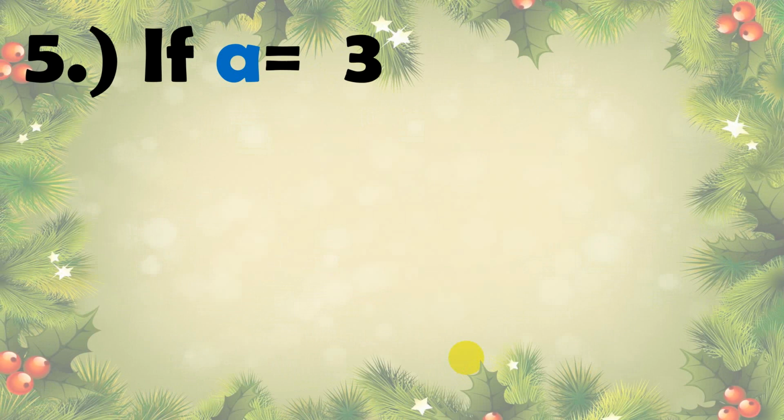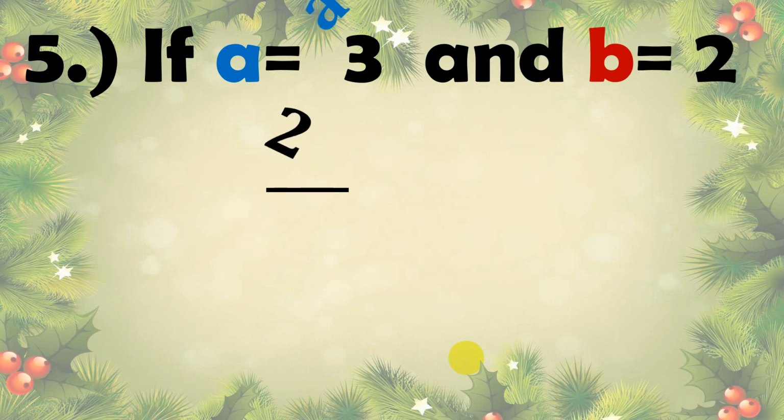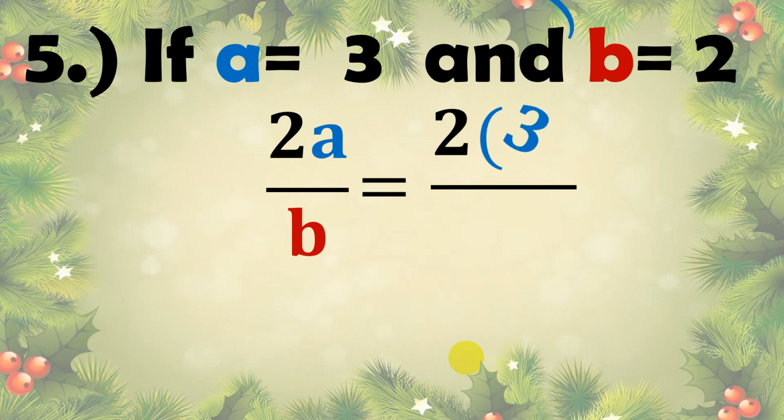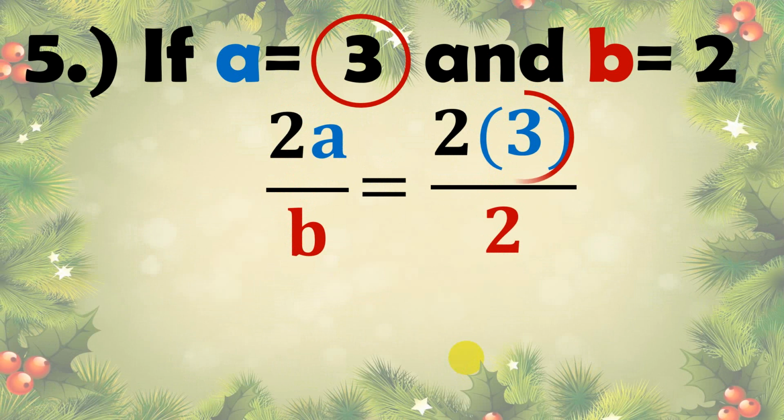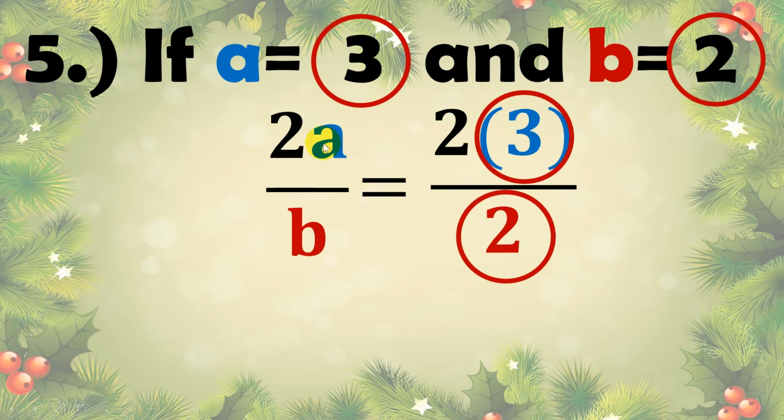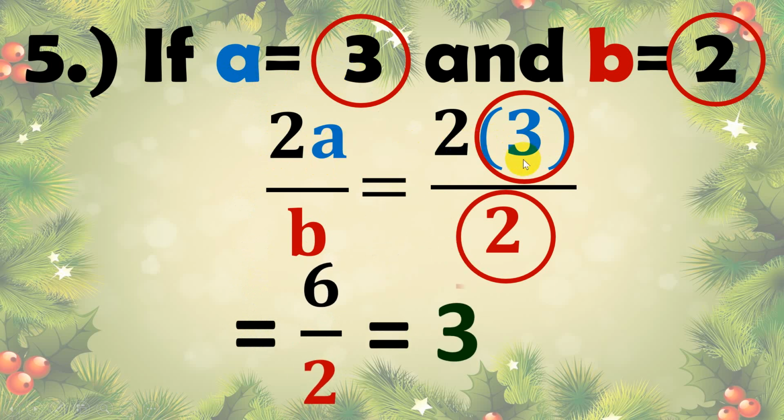Number 5, if A equals 3 and B equals 2, then 2A divided by B is equal to 2 times 3 divided by 2. Okay, so how were we able to come up with that answer? It's because 2A means 2 times A. If your A is given by 3, therefore 2 times 3 is equal to 6. Okay? And then your B is 2, right? So therefore 6 divided by 2 is equal to 3. And that is our final answer.